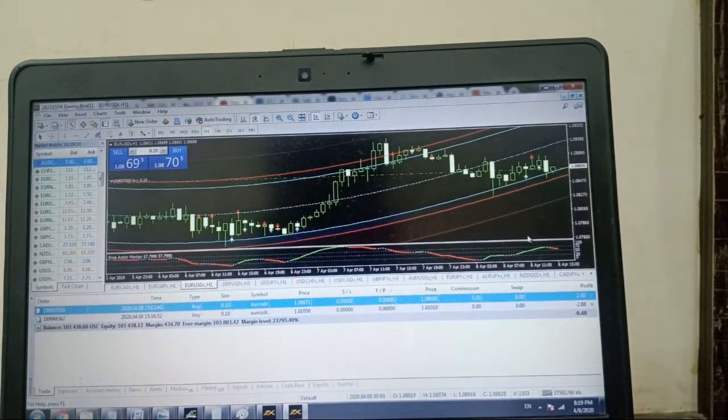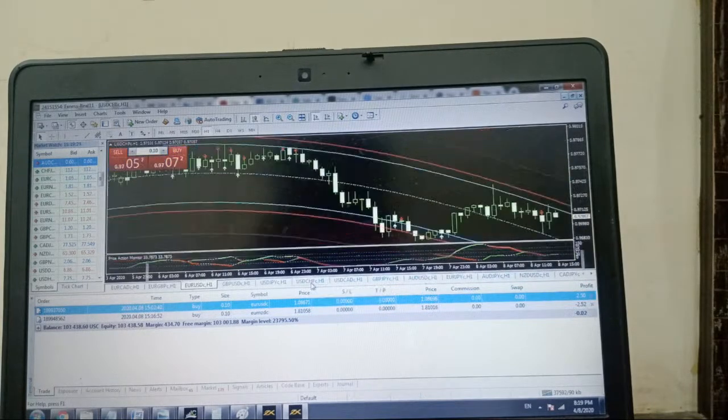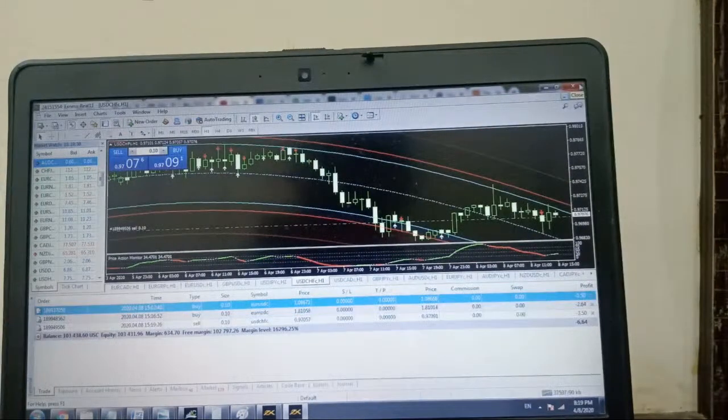USD CHF sell, that's what Tony Smith said. Okay, fine. I am taking it. Okay, guys, sorry, there was a disturbance here. Okay, guys, I have taken the sell trade on USD CHF as per the recommendation of Tony, because he told me to take a sell position, so I did so.